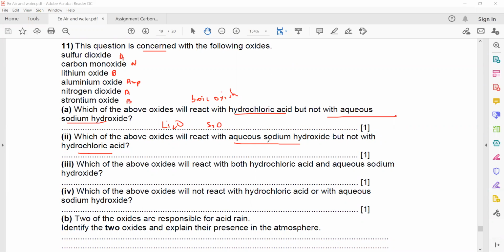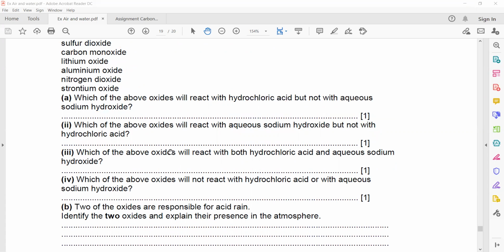Sodium hydroxide is an alkali. So acidic oxide can react with base or alkali but does not react with acid. So which of them are acidic oxides? Sulfur dioxide and nitrogen dioxide. These are acidic oxides. Which of the above oxides will react with both hydrochloric acid and sodium hydroxide? Only one amphoteric oxide is given, aluminium oxide. Which of the oxides does not react with hydrochloric acid or sodium hydroxide? Carbon monoxide is the only neutral oxide.